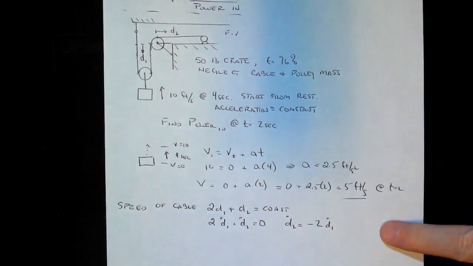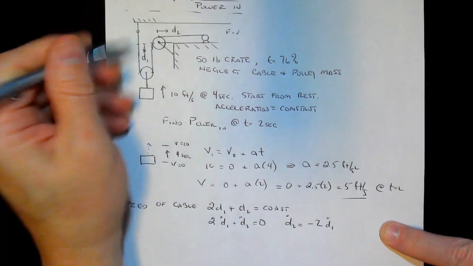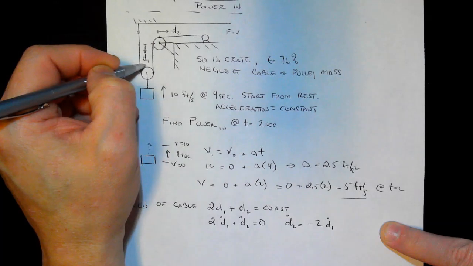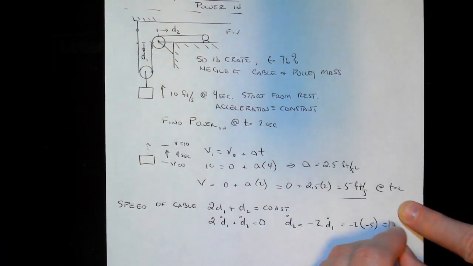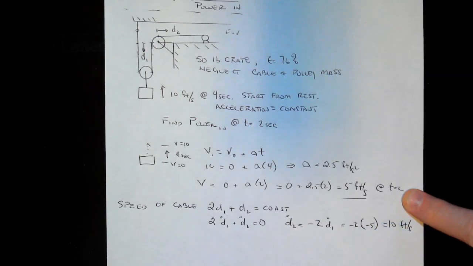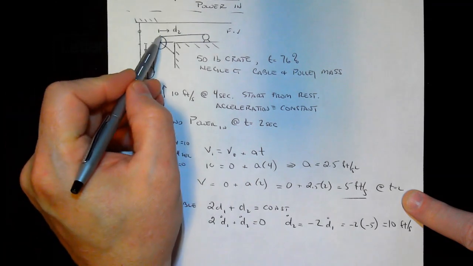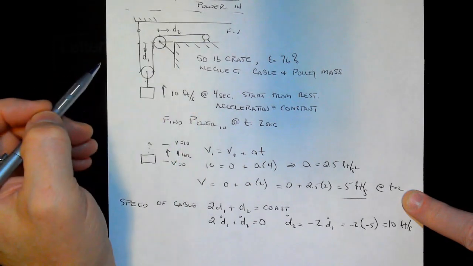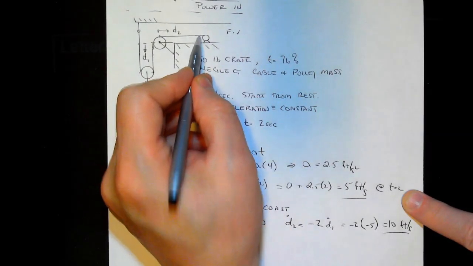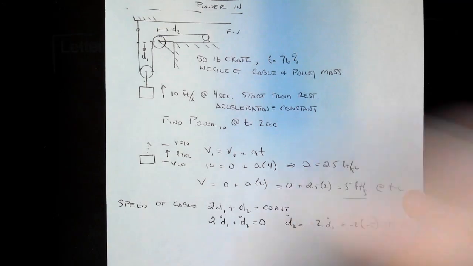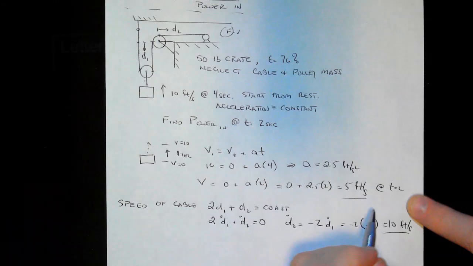Okay, well, at 2 seconds, this is coming up at 5 feet per second, but here I'm measuring positive down. So I have minus 2 times minus 5 equals 10 feet per second. So at 2 seconds, this is coming up at 5 feet per second, and we're drawing rope off at 10 feet per second. So I need force times velocity to know the power output. I got the velocity. Well, now I need the force.